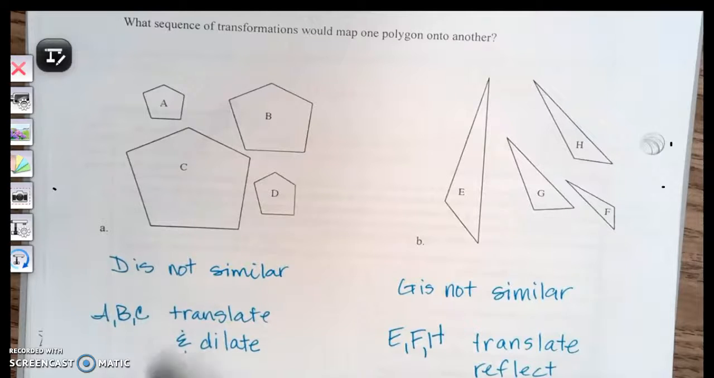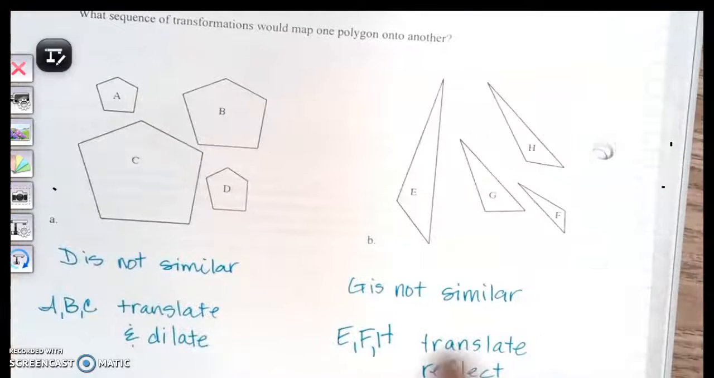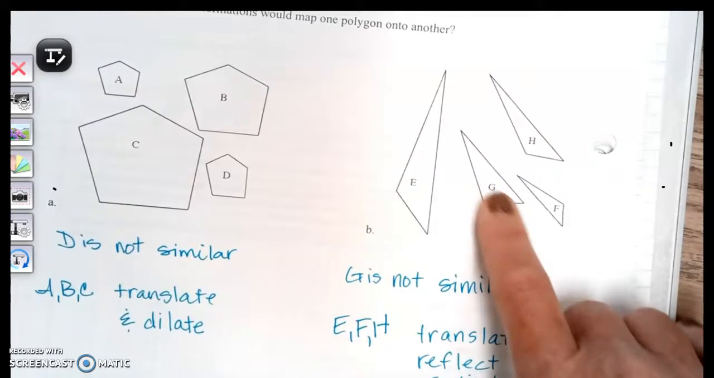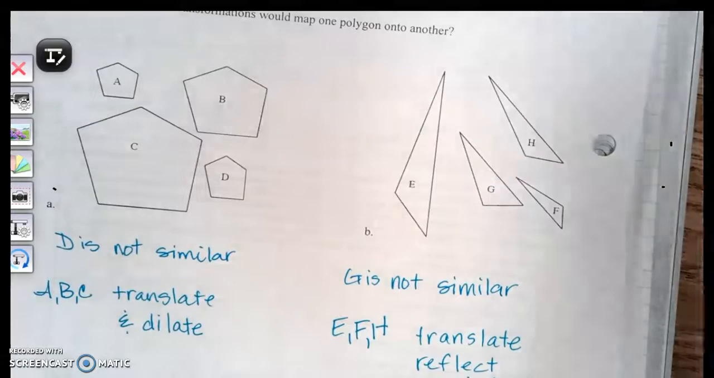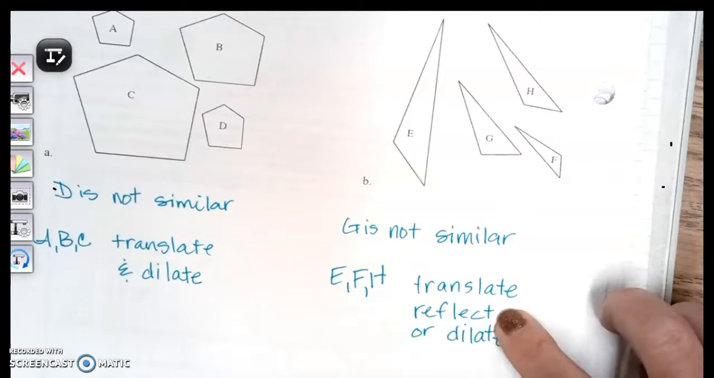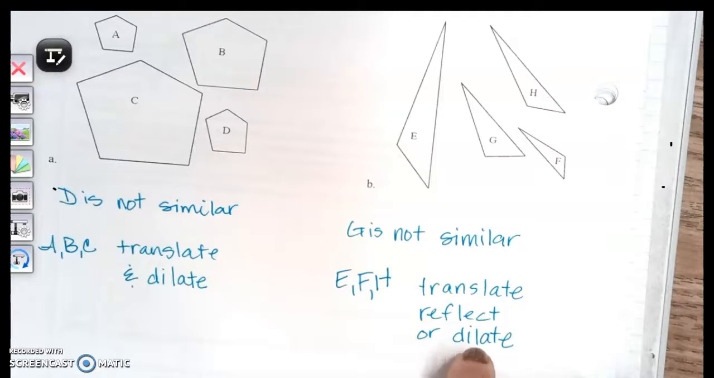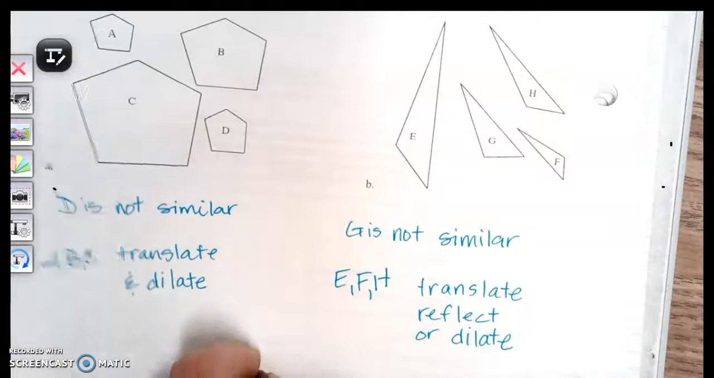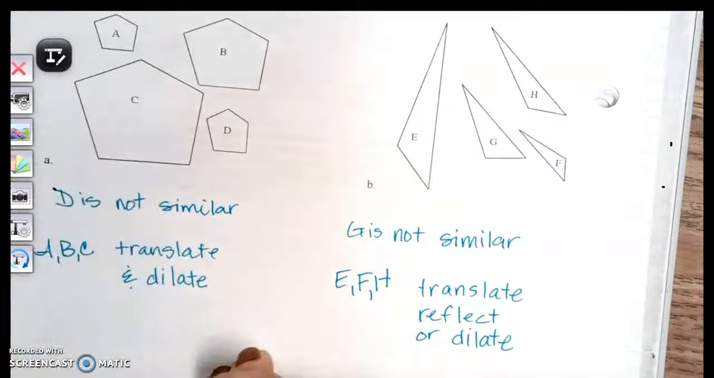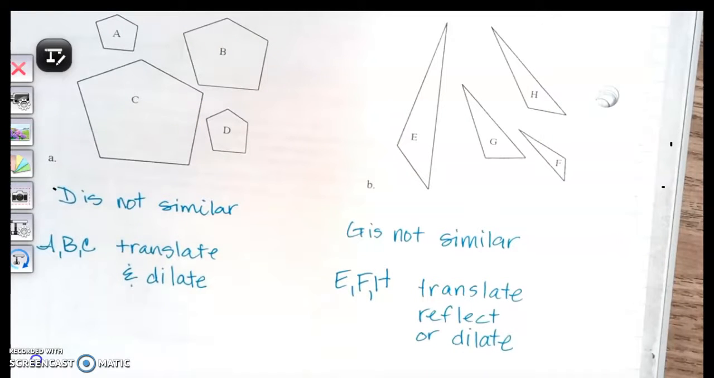Okay? And for part B, G is the one that is not similar. You're going to notice that this angle is bigger, and so G does not fit in with that group. But E, F, and H are just translations. One of them is even a reflection, but they all have a slight dilation, either bigger or smaller. Okay? If you can't see it, you can use some tracing paper and figure that one out. All right?